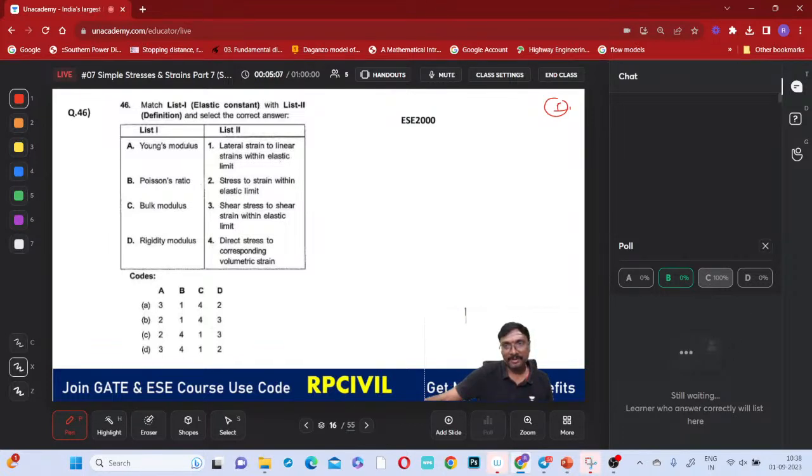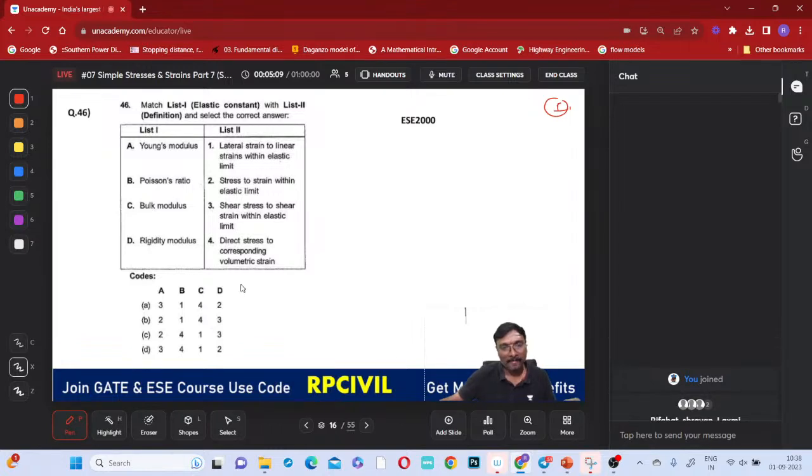So what do you have here? Young's modulus, Poisson's ratio, bulk modulus, rigidity modulus. Lateral strain to the linear strain within the elastic limit: the ratio of lateral strain to linear strain is your Poisson's ratio, B1. How many options are matching? Options A and B are matching.